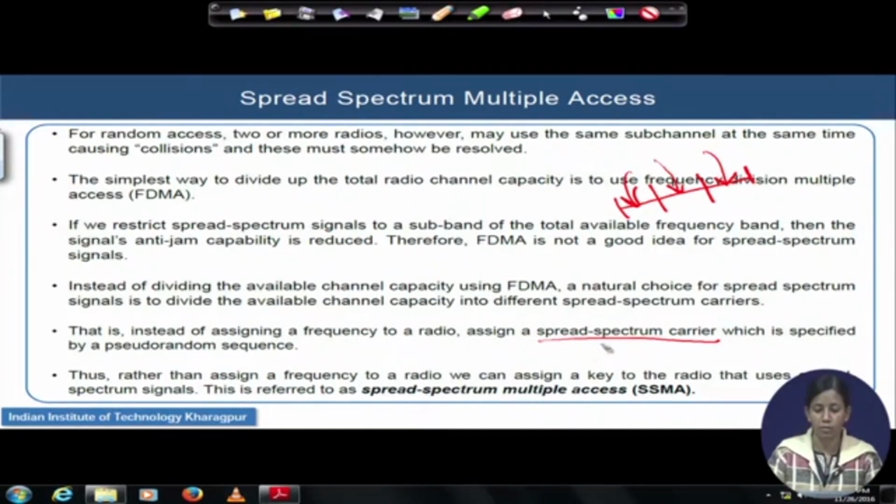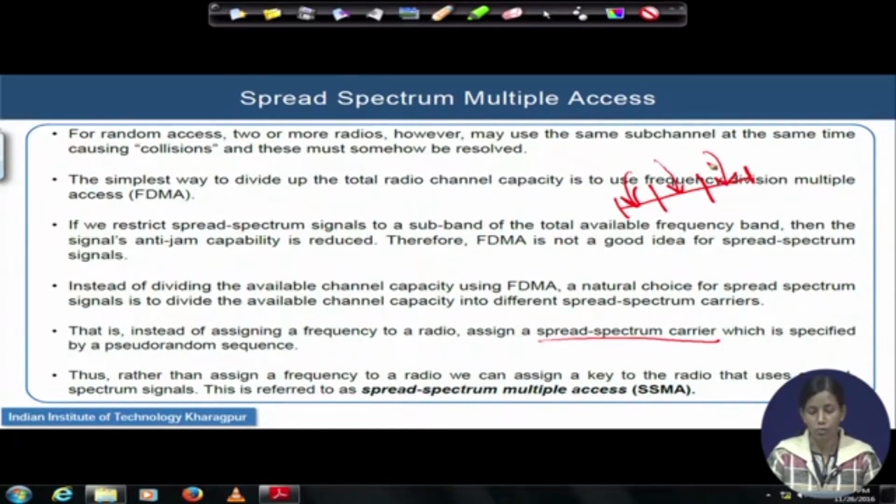These spread spectrum carriers are specified by pseudo random sequences, and hence this is a key. It is not only a key assigned to each and every user, it is also assigning the spread spectrum carrier to each user, who will be spreading their signal using their independent key or pseudo random sequence, and they can start their transmission in parallel, because all those keys will be designed in an orthogonal fashion. This whole mechanism we call a spread spectrum multiple access mechanism.